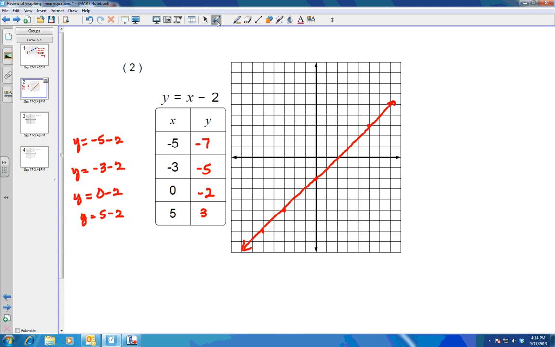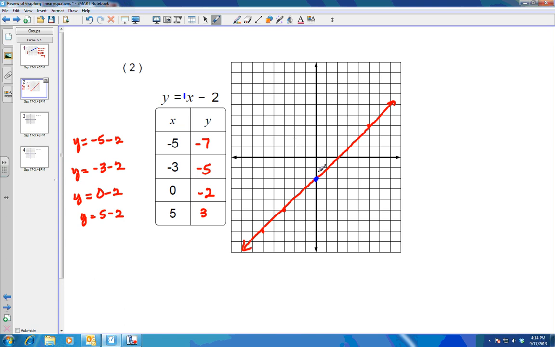Okay, now let's do it as if we didn't want to have to do the t-chart. When I'm graphing without the t-chart, I always make sure it's solved for y. Find my y-intercept. My y-intercept is -2. And my slope is the number in front of the x. If I don't have one, it's a 1.